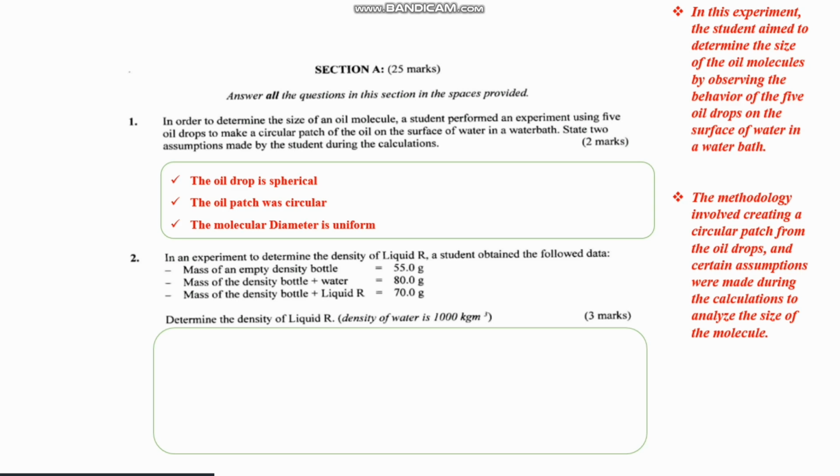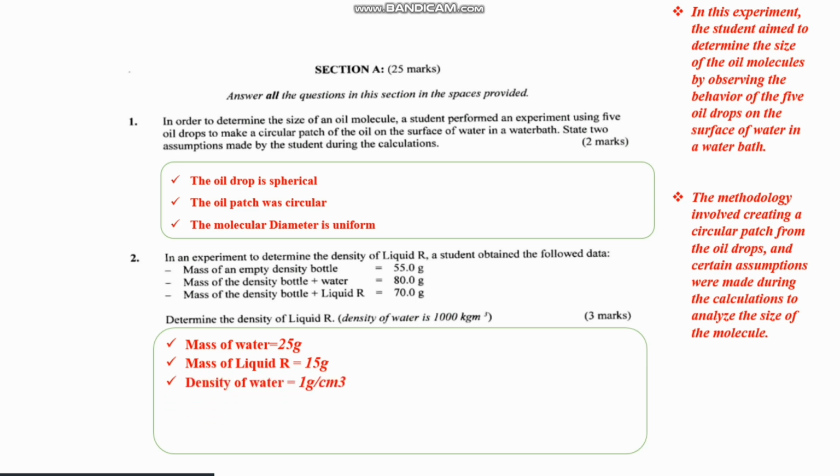So from this data we can find the mass of water to be 80 grams minus 55 grams, which is 25 grams. That is the mass of water. The mass of liquid R is 70 grams minus 55 grams, which is 15 grams, and we are given the density of water to be 1,000 kilograms per cubic meter. Now our first result will be 25 grams as the mass of water, 15 grams as the mass of liquid R.